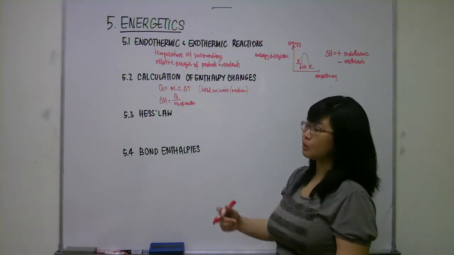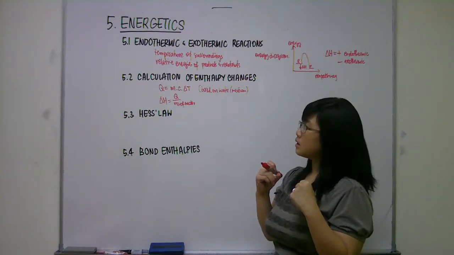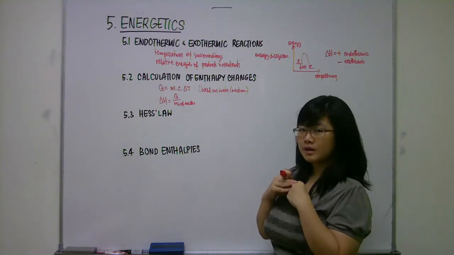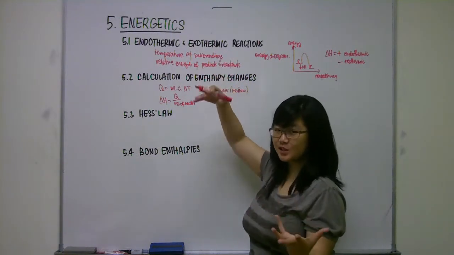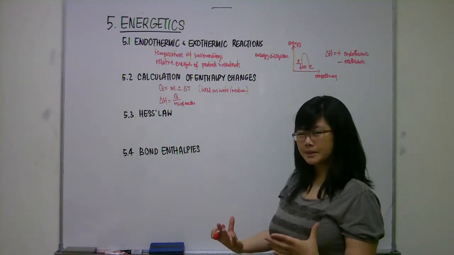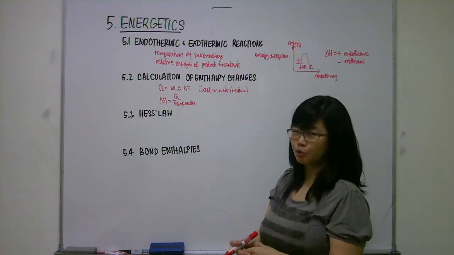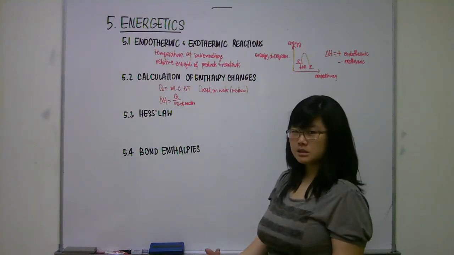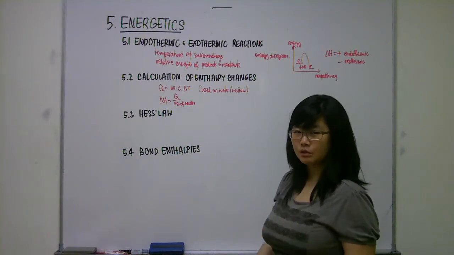For example, in endothermic reaction, I made a mistake. Just now I mentioned it becomes hotter if it's endothermic, it's actually cooler. So, like for example, in endothermic reaction, when the reaction happens, the surrounding or the beaker will become cooler because the energy from the water has been absorbed by the reaction. That's why it's an endothermic reaction.